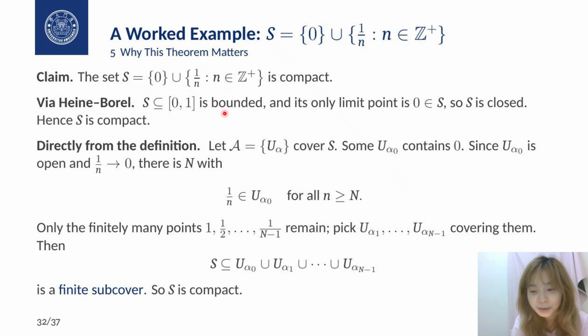Now we look at a quick example. The set S equals {0} and all 1 over n, and we want to show that it is compact. First, we show it is bounded, because everything is in [0, 1]. And we want to show it is closed, because the only limit point is 0, and 0 is in S. So by Heine-Borel, it is compact.